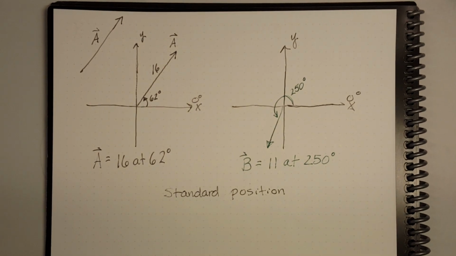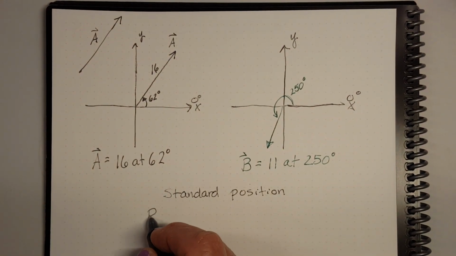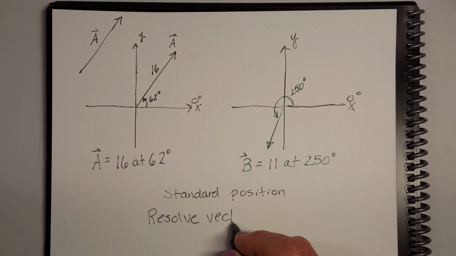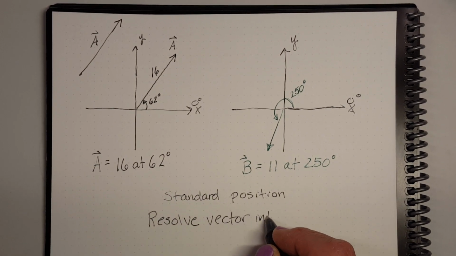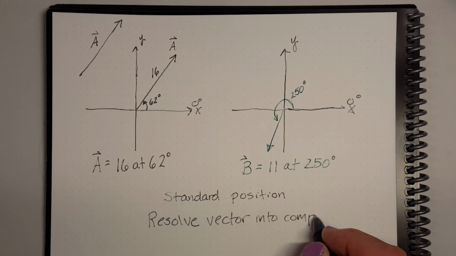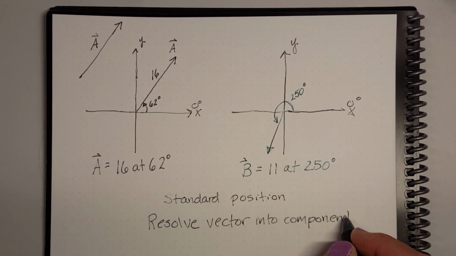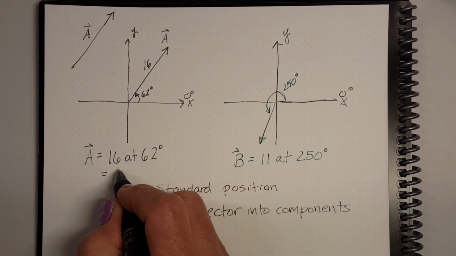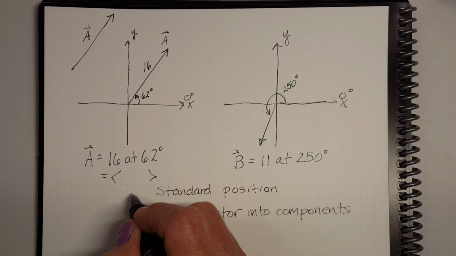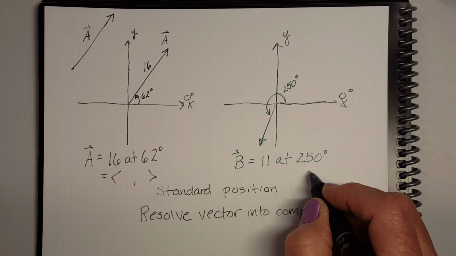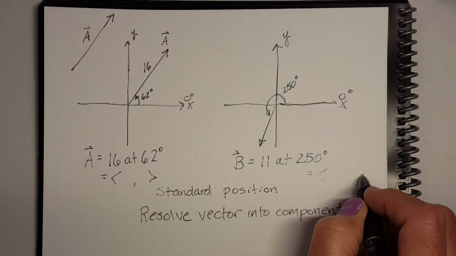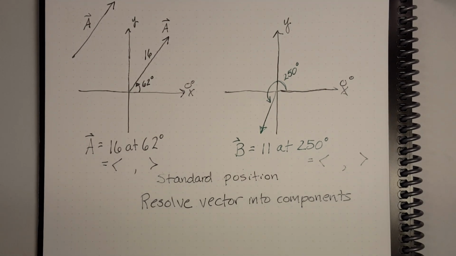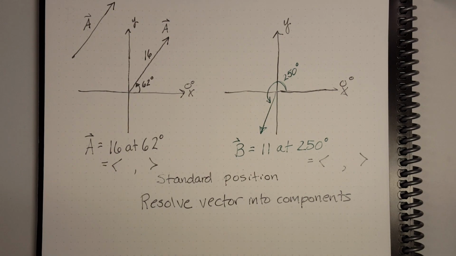But I just want to review how to resolve, and this is the correct word, resolve a vector into its components. And so basically what that means is we want to get vector A and vector B into their component form. So we want to write these as brackets with an x and a y component, and we want to write B with brackets as an x and a y component. So how do we do that? Well, let's take a look at vector A.